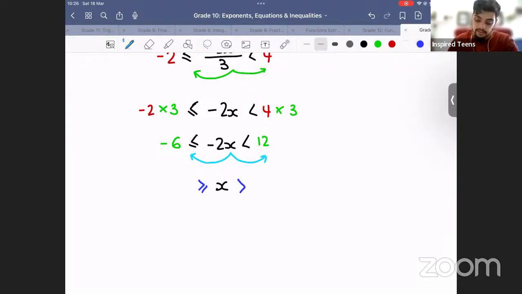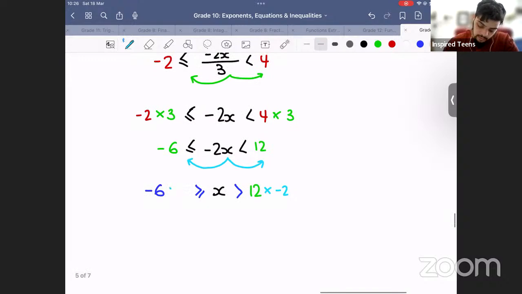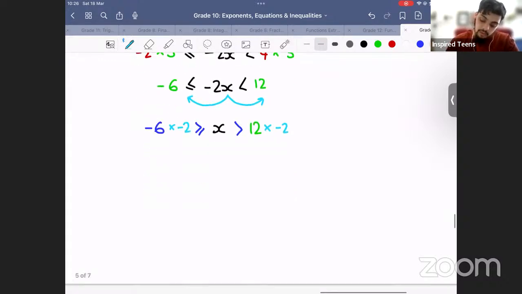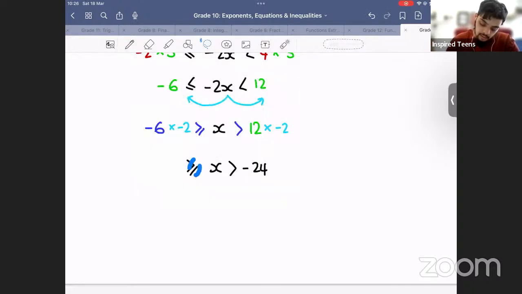Okay, I hope that makes sense. Then I'm going to have 12 times negative 2, and negative 6 times negative 2. When I simplify this, I get x is greater than negative 24, but it is less than negative 12.